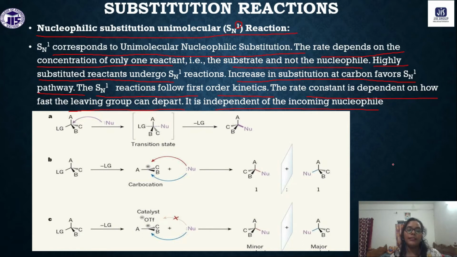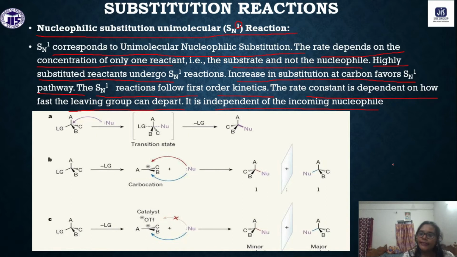So SN1 means nucleophilic substitution unimolecular reaction. What does it mean? It means that when a nucleophile attacks a molecule, it will substitute one group. This reaction depends upon only one reagent, and that is why it is called a unimolecular reaction. The rate of the reaction depends on one reactant only.